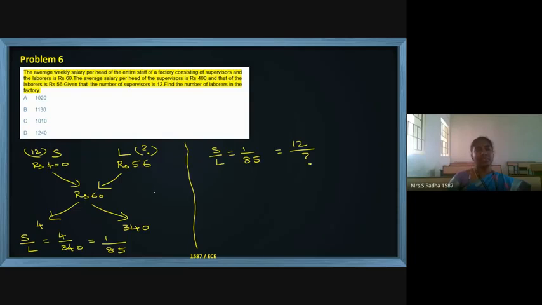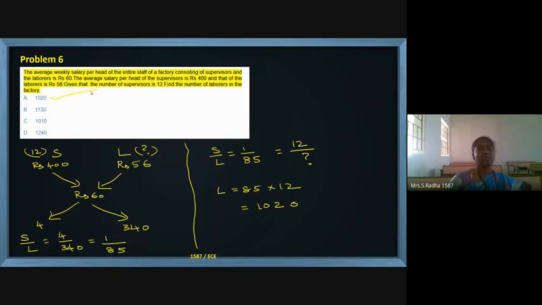Already given in the last sentence, the number of supervisors is 12. Every supervisor will monitor 85 laborers. So there are already 12 supervisors, so the number of laborers is nothing but 85 into 12. 12 5s are 60, 6 remainder. 12 8s are 96, 96 plus 6 is 102. So 1020 is the answer. 1020 is the number of laborers in the company.